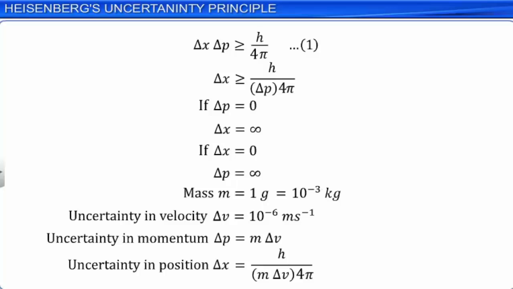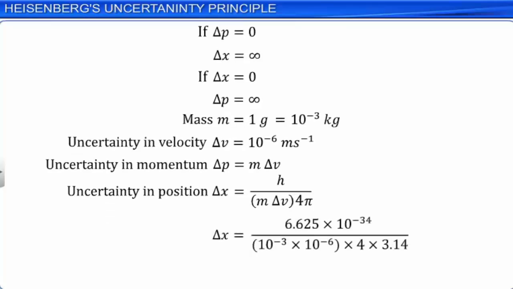Substituting the values of the variables involved and solving, we get delta x very negligible, and hence the uncertainty in the position of macroscopic objects around us is very difficult to visualize.